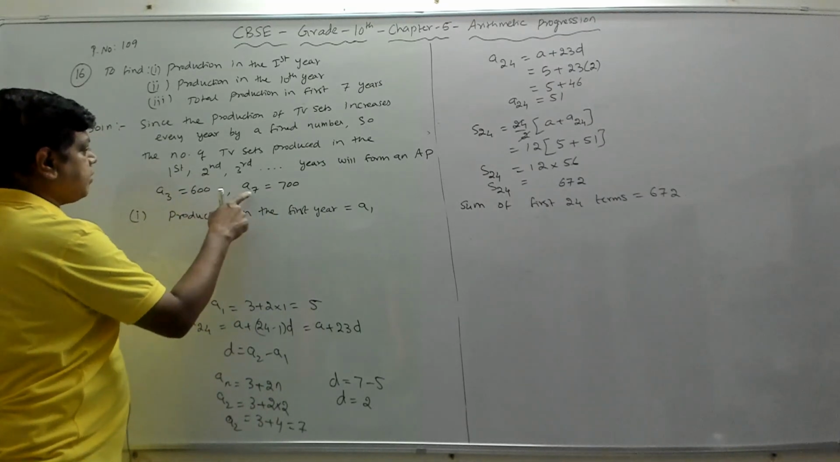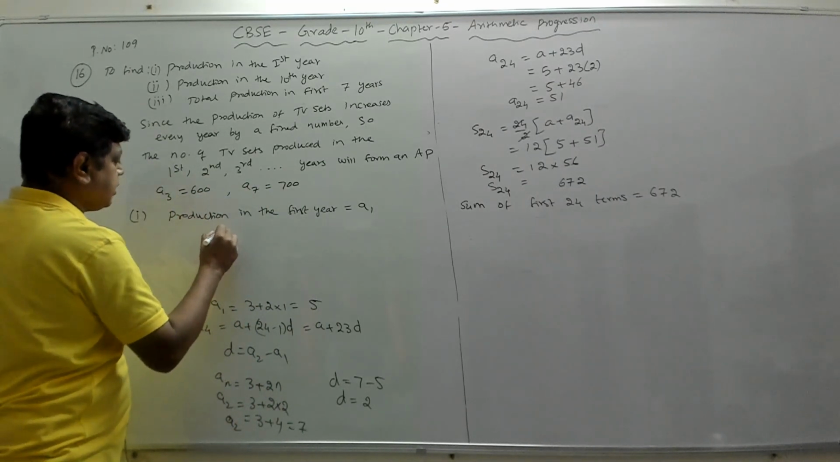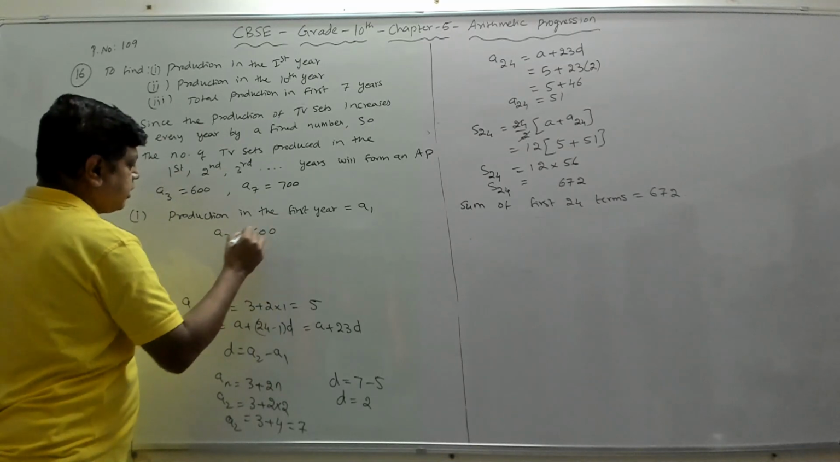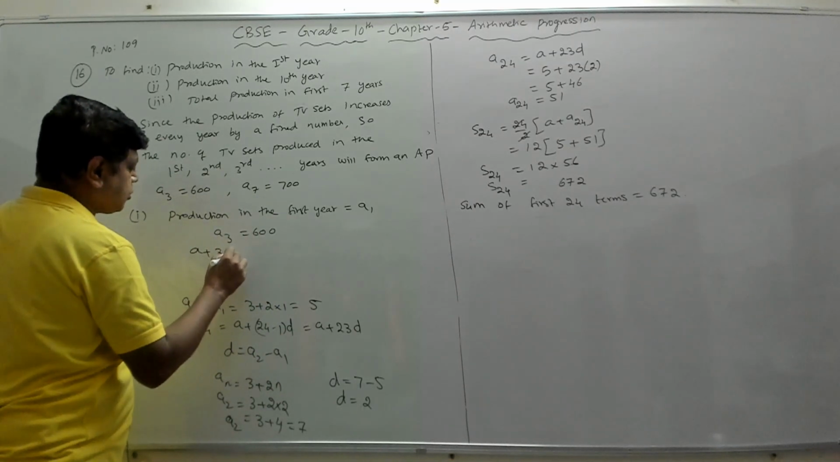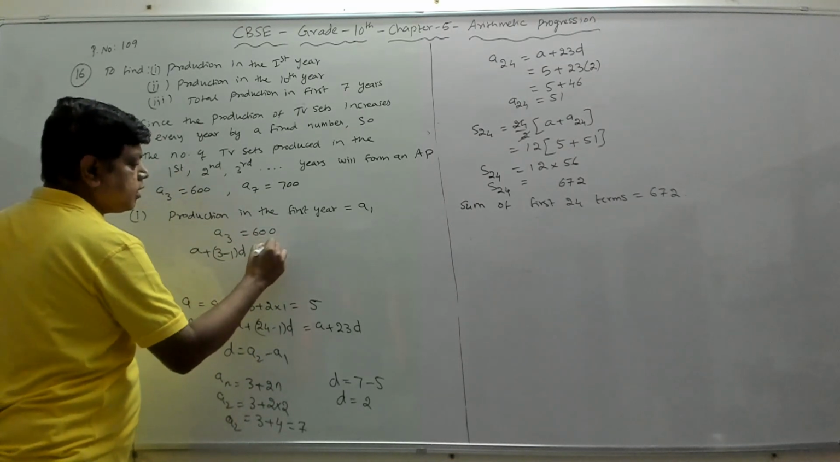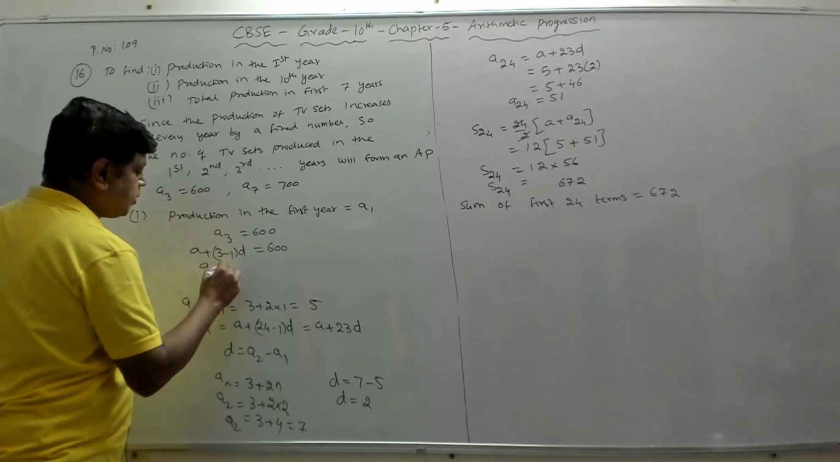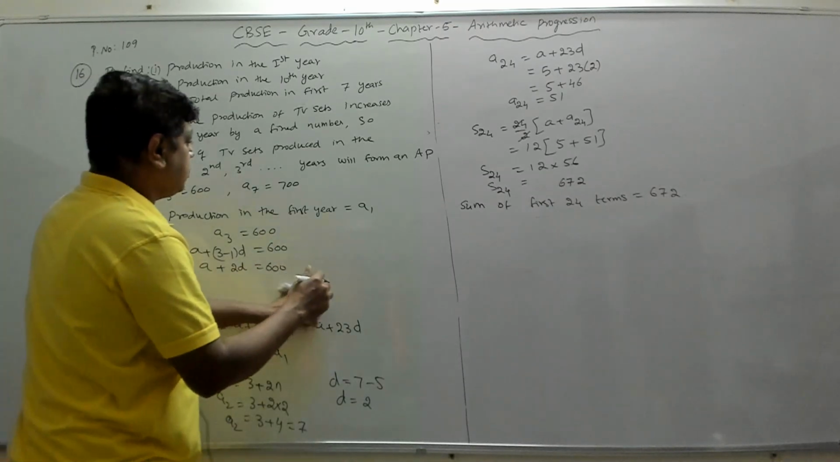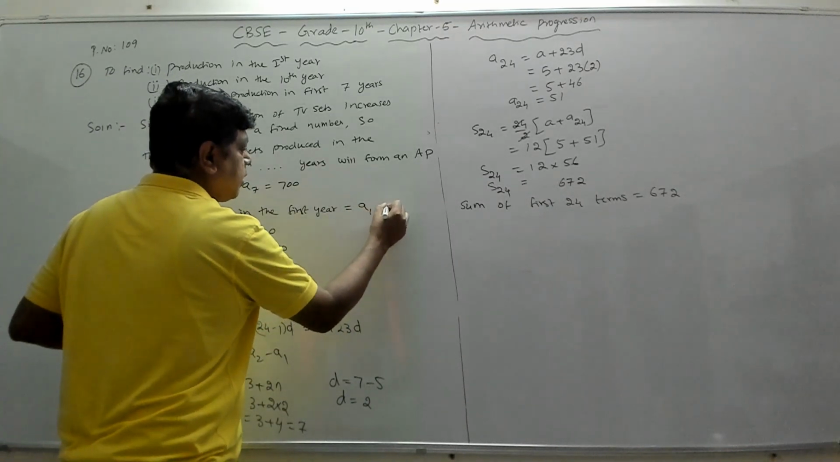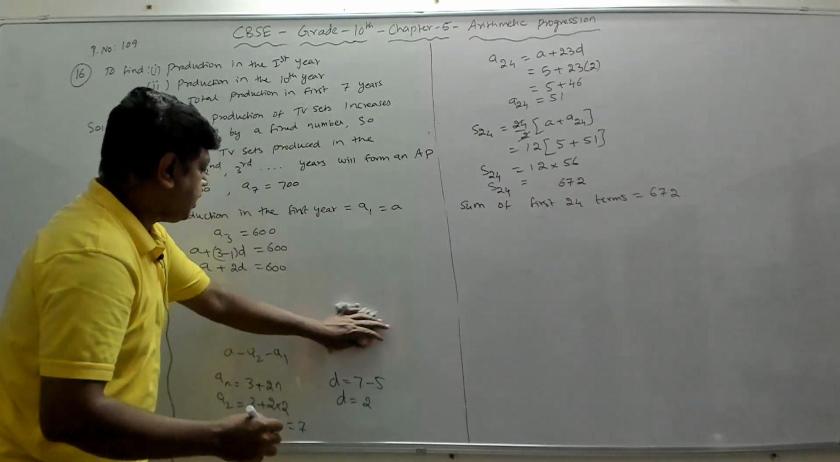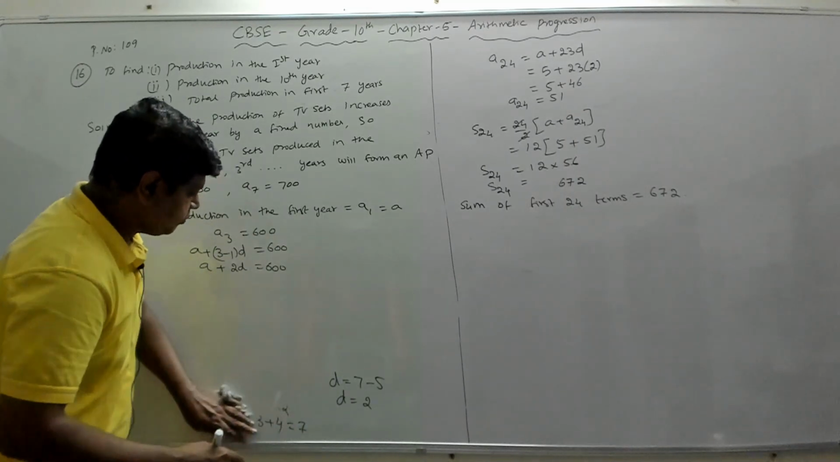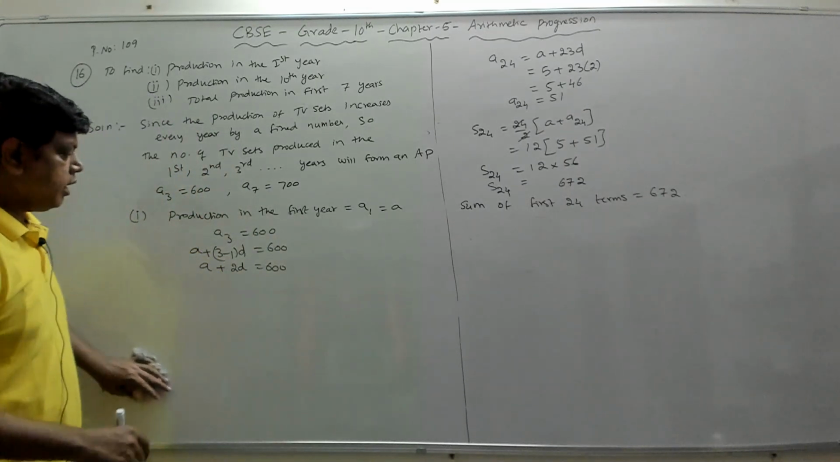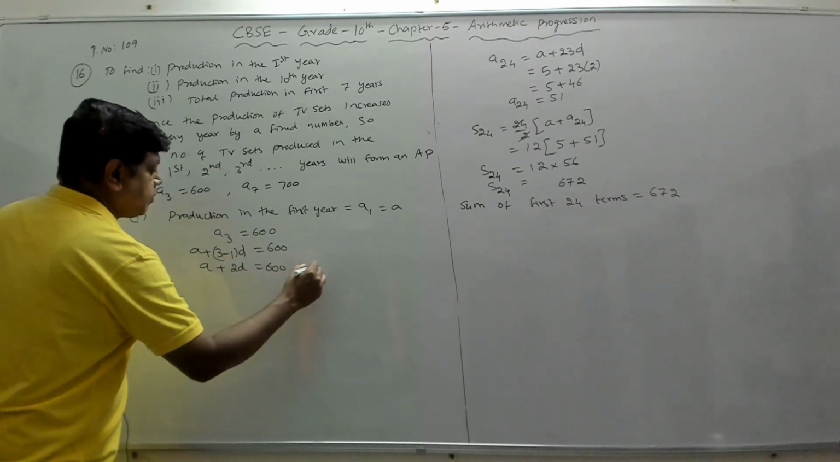A3 is given, A7 is given. What is A3? A3 is 600. A3 can be written as A plus 3 minus 1 into D, that is A plus (n minus 1)D, equal to 600. Which means A plus 2D equal to 600. We have to find the production in the first year, which is the first term A1, and that is A. We have to find the value of A. Now this is the first equation.